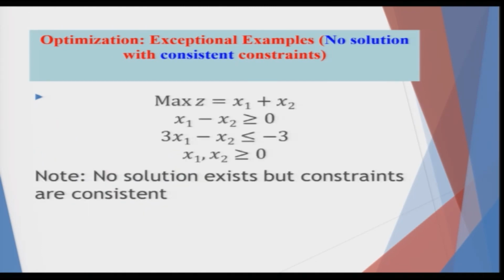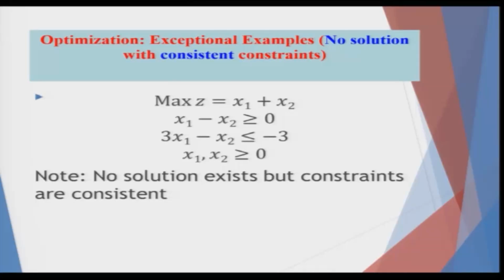The fifth example, here is no solution with consistent constraints. So, the maximization problem is again a max of x 1 plus x 2, again a maximization because we are only considering simple examples where x 1 is greater than 0, x 2 is greater than 0. x 1 minus x 2 is greater than 0 and 3 x 1 minus x 2 is less than or equal to minus 3, and as usual you have x 1 greater than 0, x 2 greater than 0. So, here the end result, which I will show, is that no solution exists, but the constraints are consistent as per the concept stated here. So, let us draw the constraints and see why no solution exists.